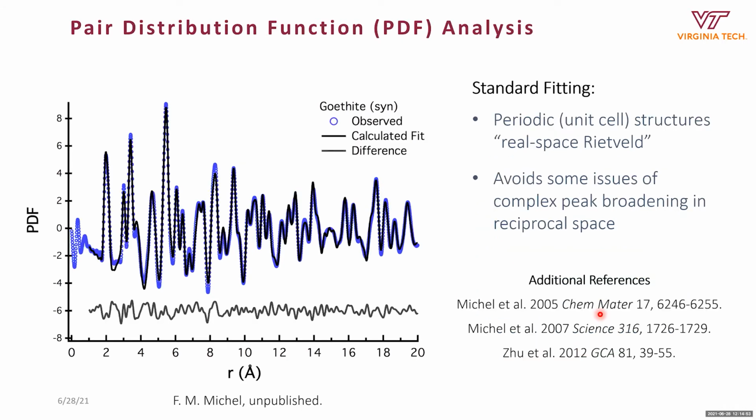If we have a PDF for a sample and we think we know what the structure is, we can do a standard fitting approach, which is really just a real space Rietveld. We're just taking a unit cell structure and fitting it to our data. This can be advantageous for these nano-sized samples because it avoids some of the issues we see with complex peak broadening. There'll be some references here if you're interested in some of the papers we and others have published using this standard fitting approach.